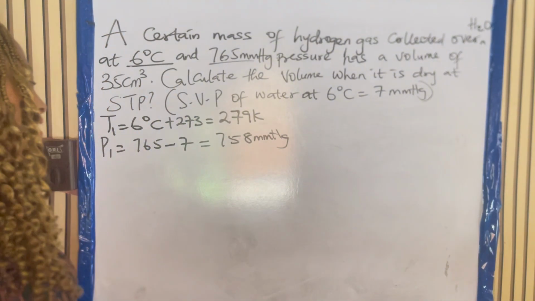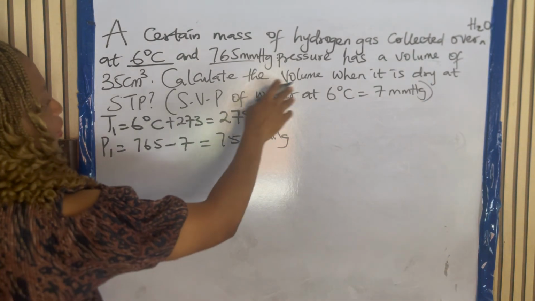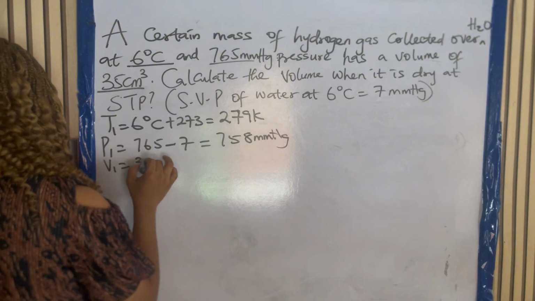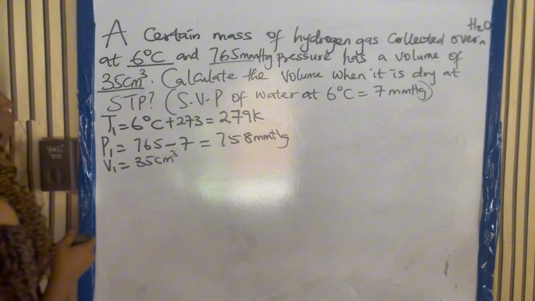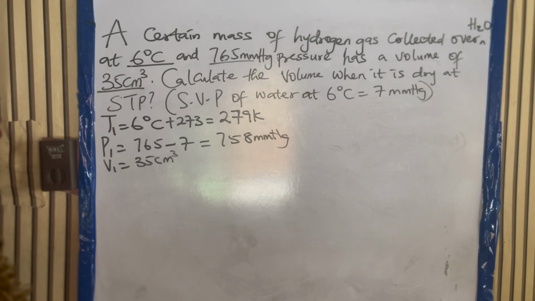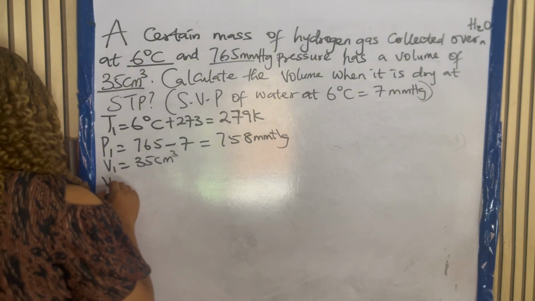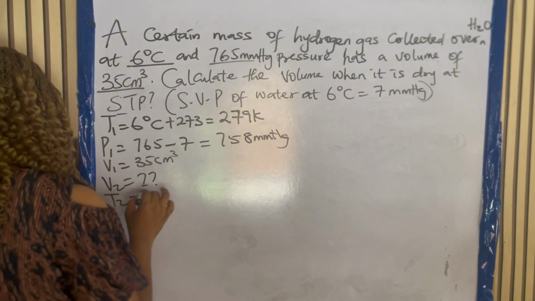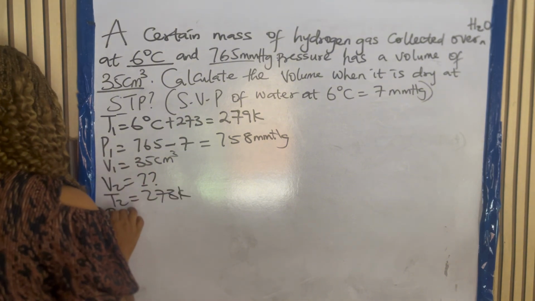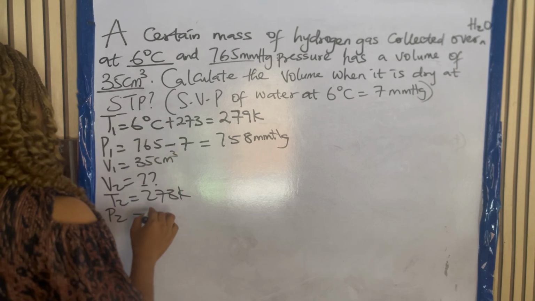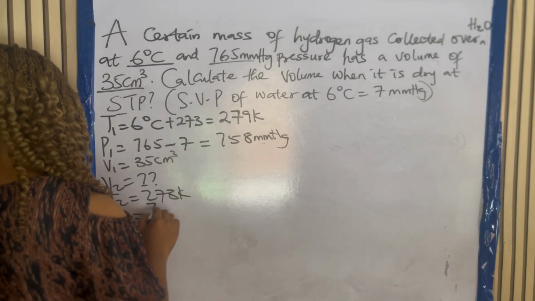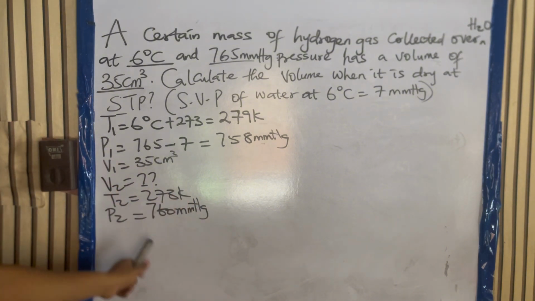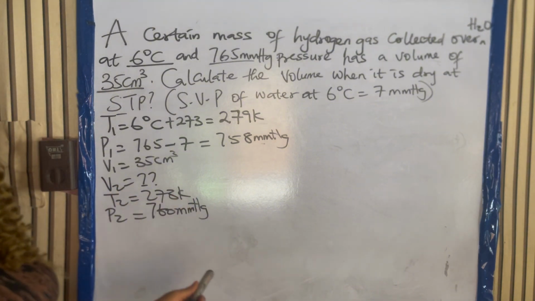So let's solve. Volume V1 is equal to 35 cm cube. The question says calculate the volume when it is dry, so we're looking for V2 at STP. So T2 will be 273 Kelvin. And P2, looking at the pressure we're given, will be 760 millimeter mercury. I hope you still remember how we got this. I've given us the values previously.